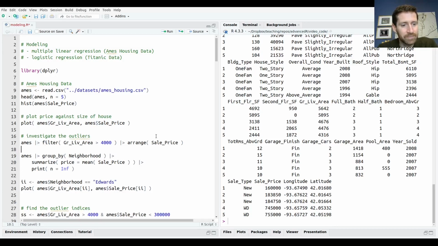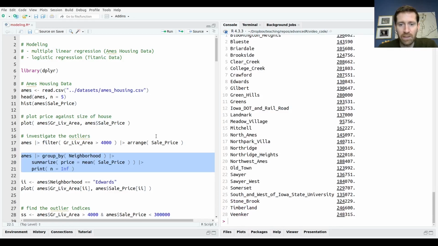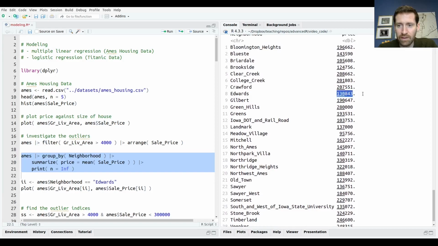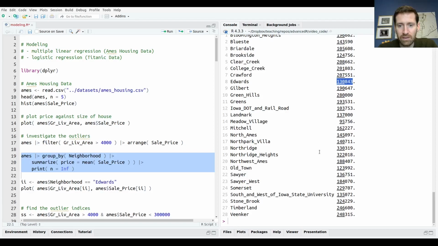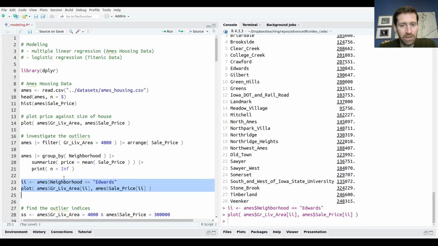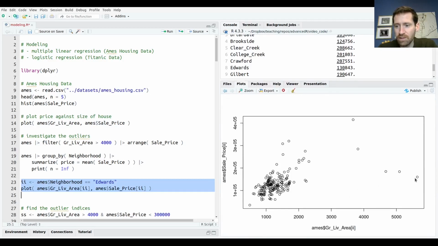Okay. All right, investigating the outliers. This is just to see if maybe this was explained by neighborhood. It is true that Edwards is one of the less expensive neighborhoods, and Northridge is one of the more expensive neighborhoods. But even if we subset to Edwards, these 3 houses are still outliers with respect to what a typical sale price in the Edwards neighborhood is. So I think we're safe to remove them.